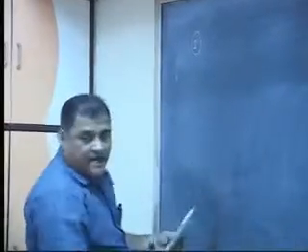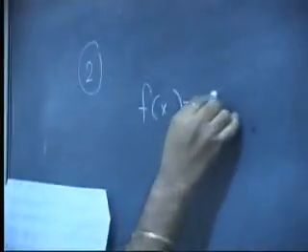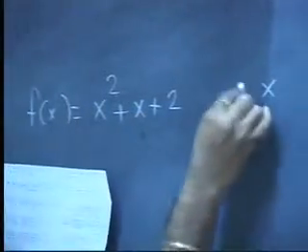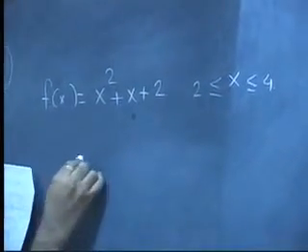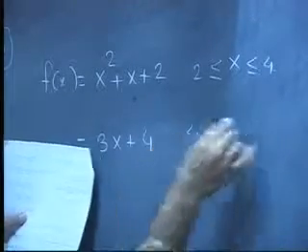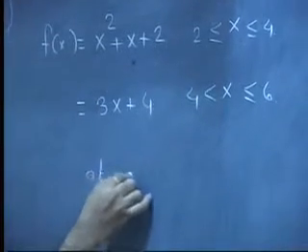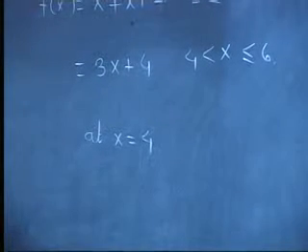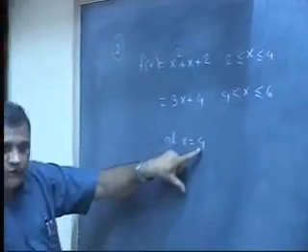This is the second question of exercise 3. The function is given as x square plus x plus 2, where x is between and including 2 and 4, and 3x plus 4 when x is between 4 and 6. I want to check the continuity at x equal to 4. This is the question I have written on the board.